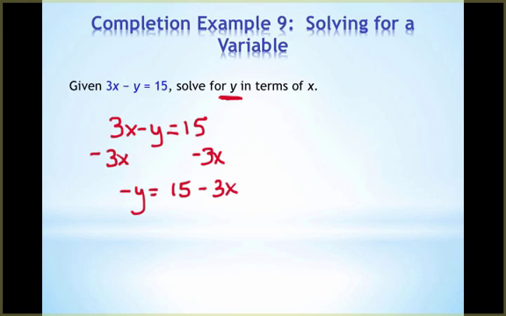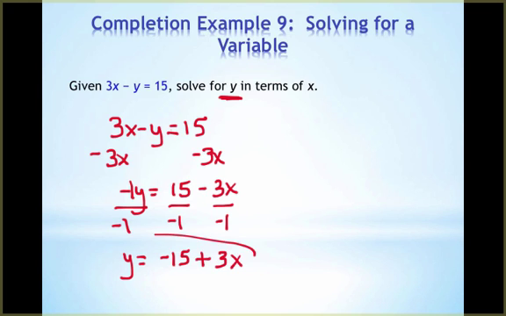But negative y is the same thing as negative 1y. So we'll divide everything by negative 1. And y would be negative 15. 15 divided by negative 1 is negative 15. Then negative 3 divided by negative 1 is positive 3x. So there would be my answer.